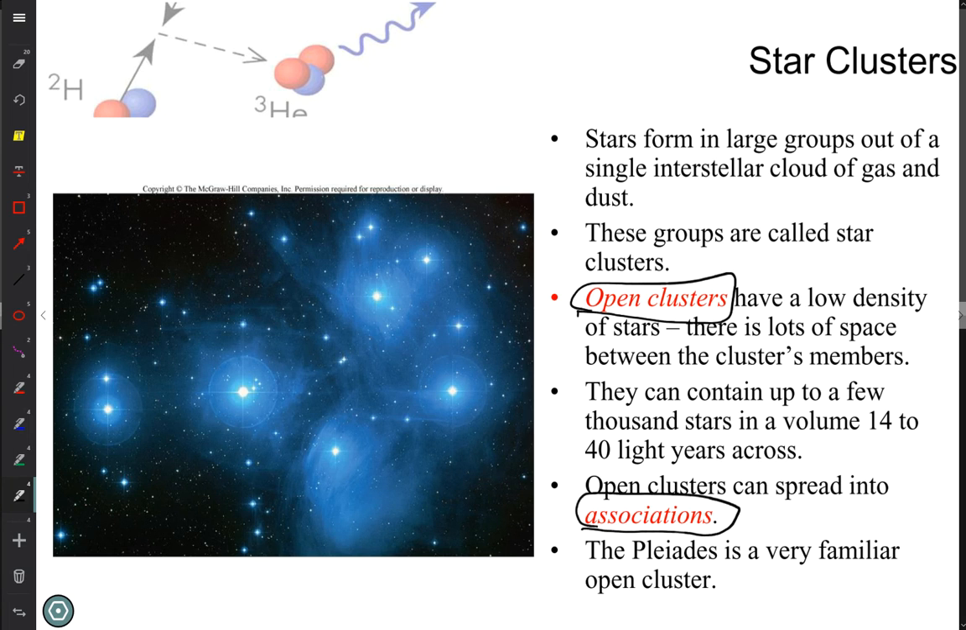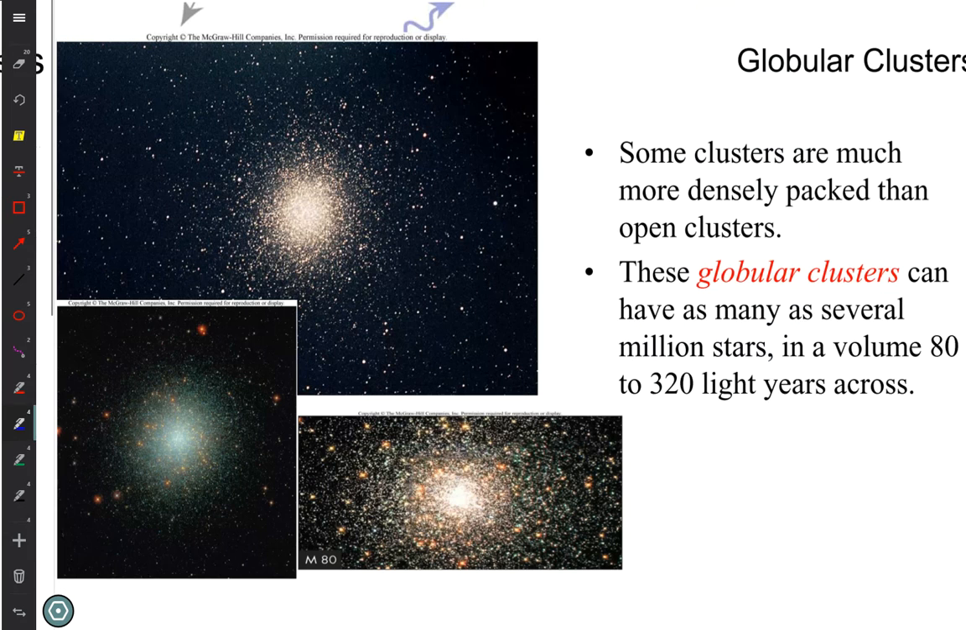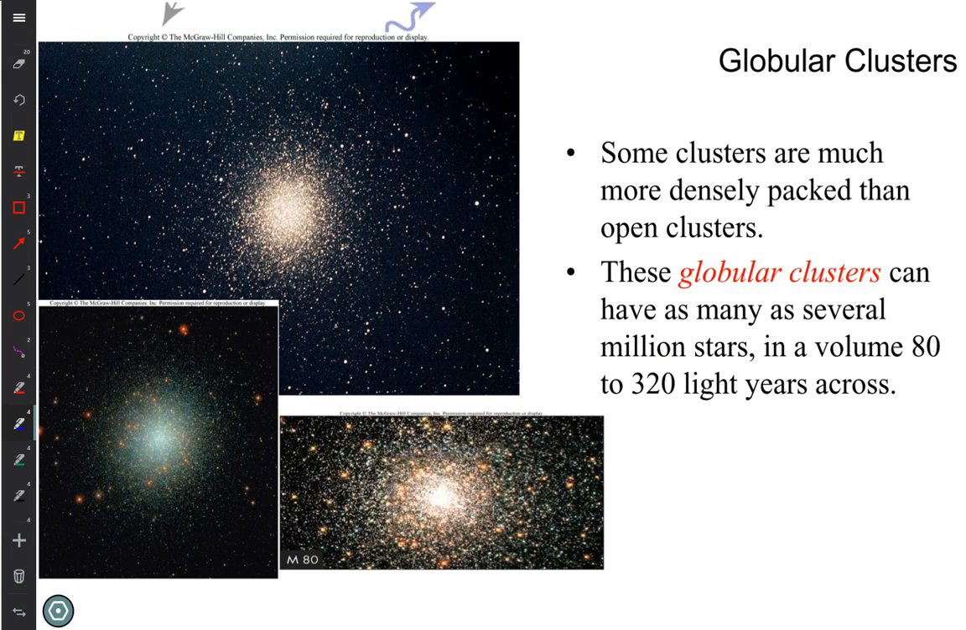Let's look at some definitions here. Open clusters contain just a few thousand stars, 5,000 stars, 10,000 stars. And they're about 14 to 40 light years across. Now, a light year is a big distance, right? But if we compare that to a globular cluster, which has millions of stars and is spread across 80 to 320 light years, globular clusters are much bigger and have many more stars.